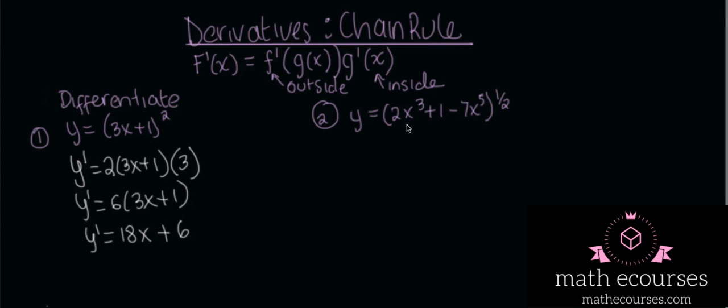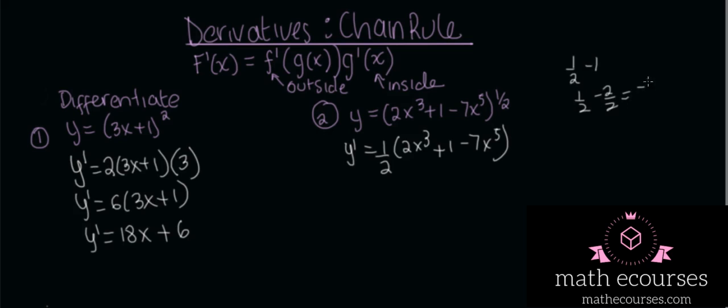Let's do another example. For this one, this is my g and the outside's my f. So let's get started. So I have my y prime will equal, bring that 1/2 to the front, keep the inside part the same, and then I'm supposed to take this exponent and subtract 1. 1/2 minus 1. This is the same thing as saying 1/2 minus 2 over 2, which is a negative 1/2. So right here, I have a negative 1/2.